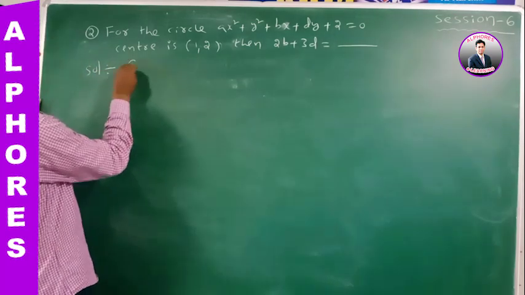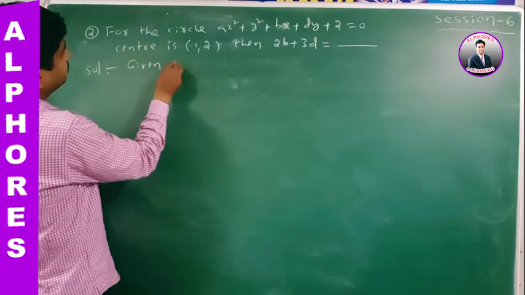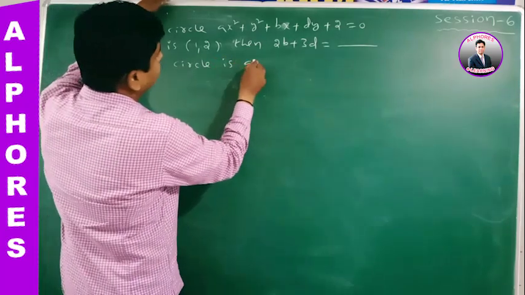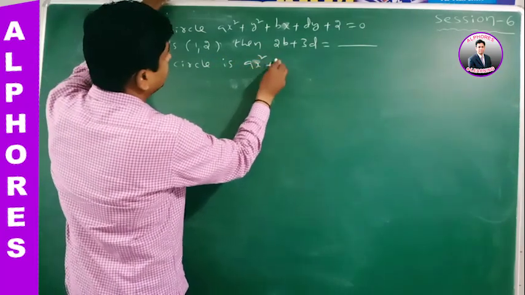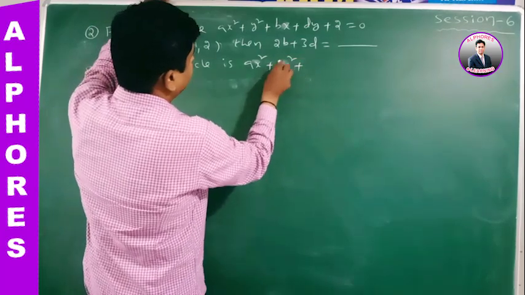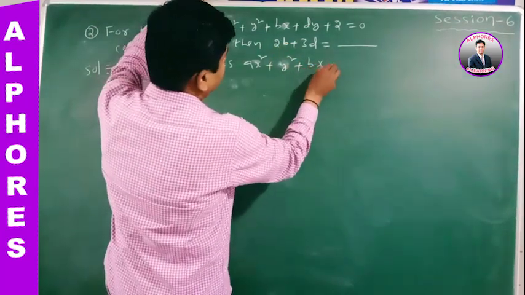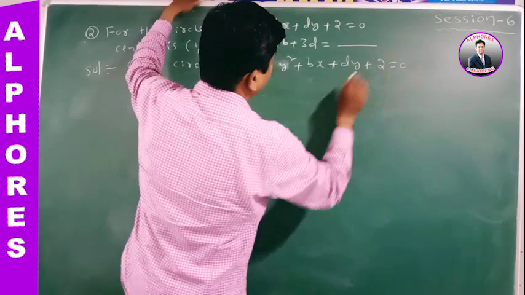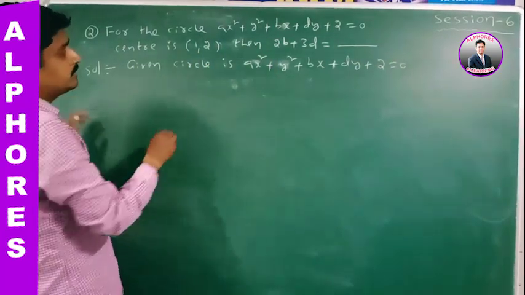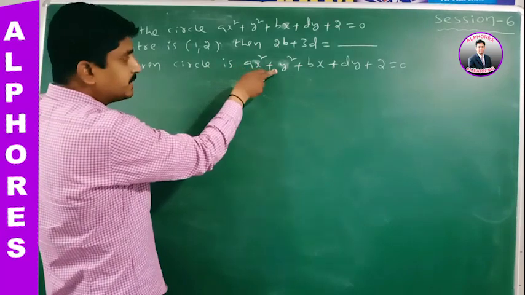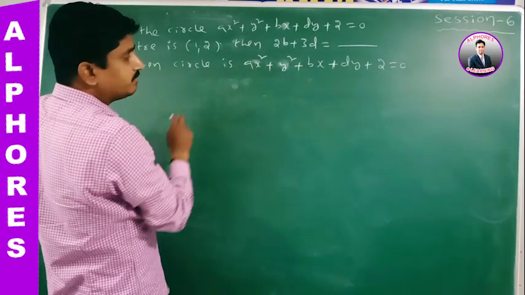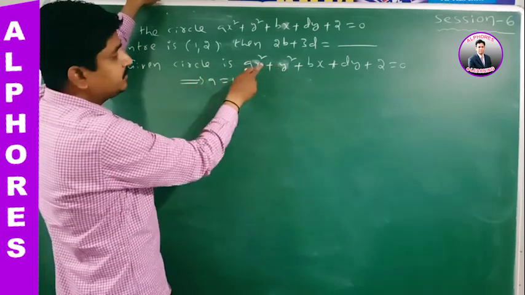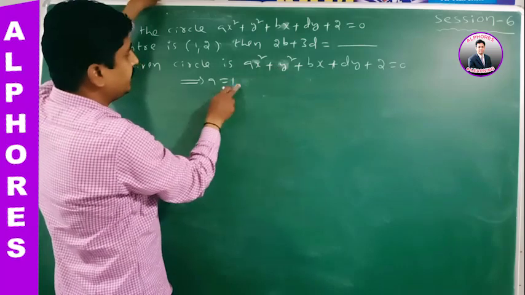Here the given circle is ax square plus y square plus bx plus dy plus 2 equal to 0. Observe here, this equation represents a circle, then the coefficient of x square equals the coefficient of y square. Therefore, we have a equal to 1 here.